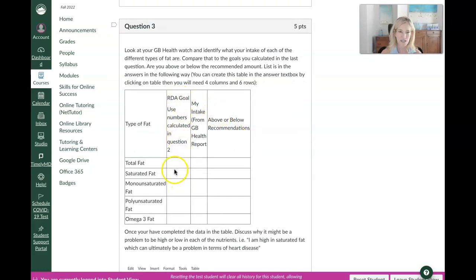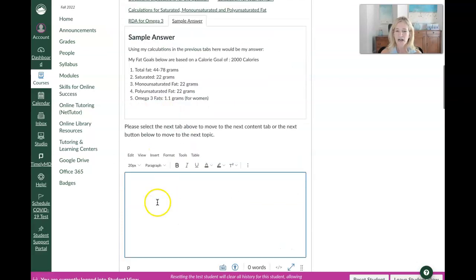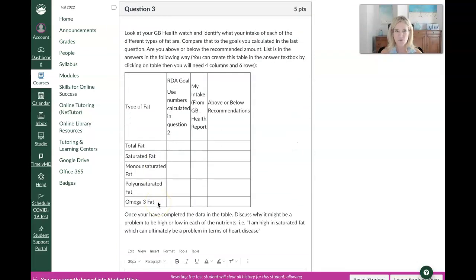So you're going to go ahead. These numbers right here are coming again from what you calculated up above. So they're going to be these numbers here. I just want you to put them down here so you have this visual. Your intake from your GB Health report. So you're going to your GB Health and you're looking at what was my total fat, what was my saturated fat, and then you're just notating, is it above or below recommendations.